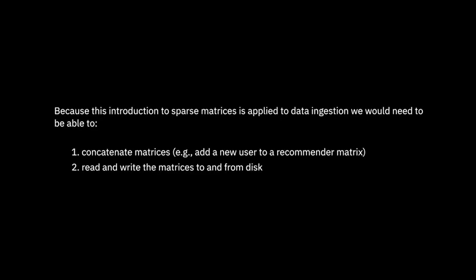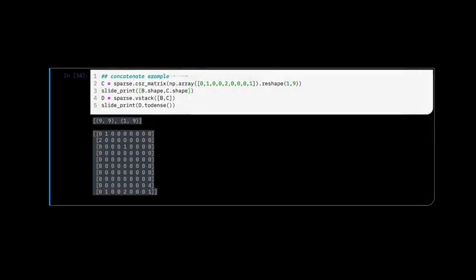Because this introduction to sparse matrices is applied to data ingestion, we would need to be able to first concatenate matrices. So for example, you might want to add a new user to a recommender matrix. And you also, of course, need to be able to read and write matrices to and from a disk. Let's take a look first at concatenating matrices.